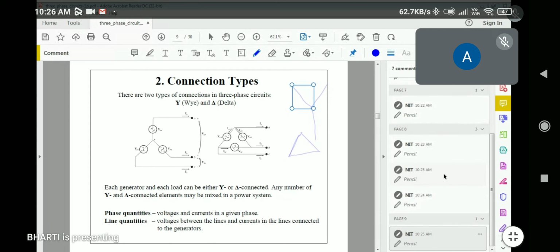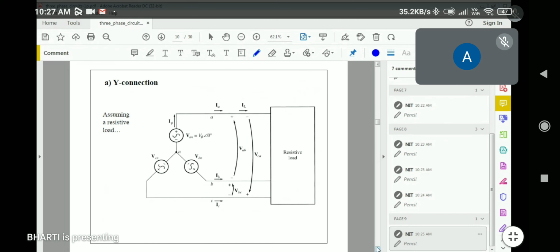Now I'll be showing you, just a minute. So these are the two types of connections. First is your star connection that we have discussed. Now here there will be some difference in the two. Can you tell me if you have understood the star and delta connections? You can tell me the difference, how the difference in star and delta can be there.